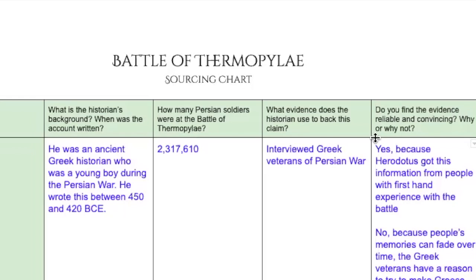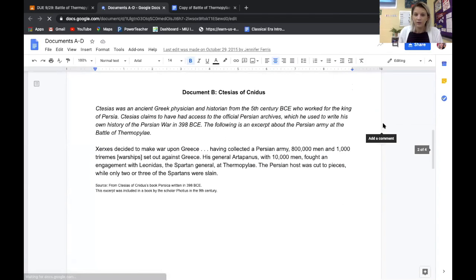Yes, because; no, because. So document B is from a person named Ctesias, who was an ancient Greek physician who worked for the king of Persia. So it'll be interesting to see how another Greek person remembers this account, given the fact that he actually had worked for the Persian Empire. You'll remember Xerxes is the Persian king. So when you see that, Xerxes is the leader of Persia. That is also covered in your warm-up.